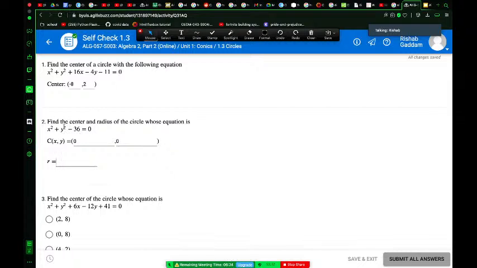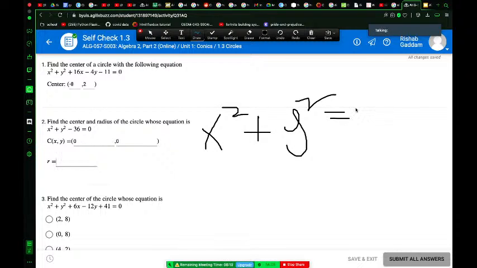So to get this into that equation, basically we need to do x squared plus y squared equals 36. So x squared plus y squared equals 36.